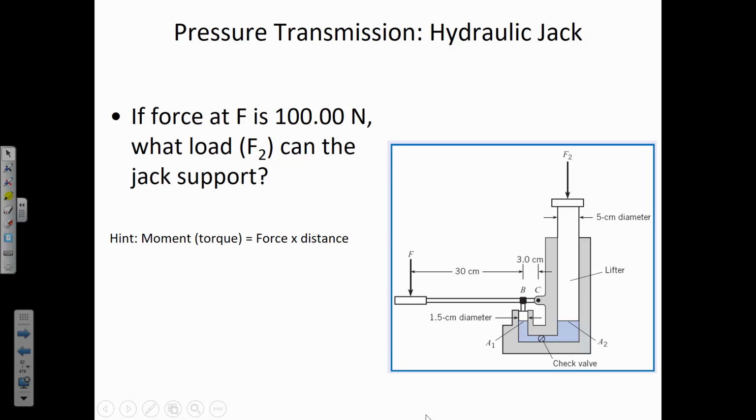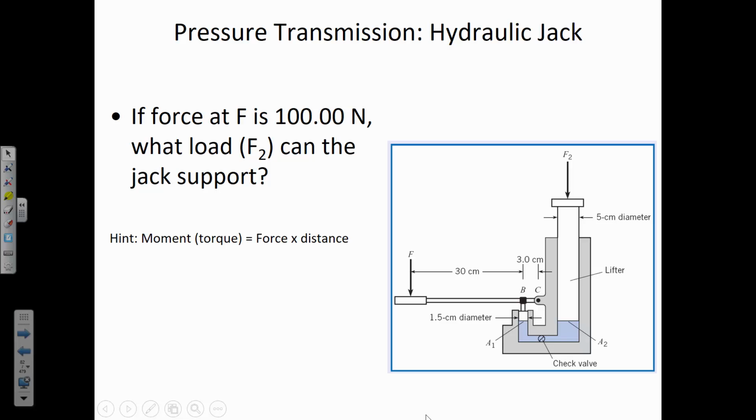Now, the moment distances that we have to be aware of is it's 3 centimeters from the pivot point at C to where the force at B is applied, and then a total of 33 centimeters. So this distance here is 33 centimeters. And of course, that's another point of caution. It's saying 30 centimeters from B to the handle, but the overall moment distance from C to the point of application of the force is 33.